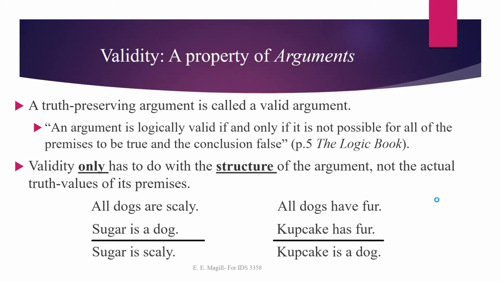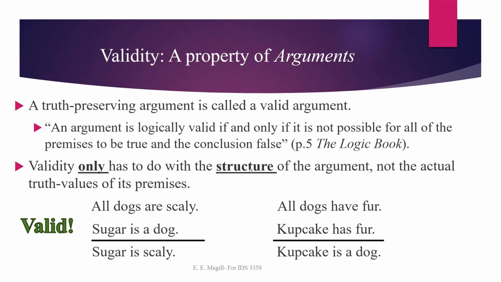Don't let the fact that the first premise is obviously false distract you. Look at the argument and ask yourself, if the premises are true, is it possible for that conclusion to be false? And the answer is no, right? This is a valid argument with the exact same structure as the classic example of a valid deductive argument about Socrates from the slide before. All humans are mortal. Socrates is a human, so Socrates is mortal. All dogs are scaly. Sugar is a dog, so sugar is scaly. This is a valid argument.